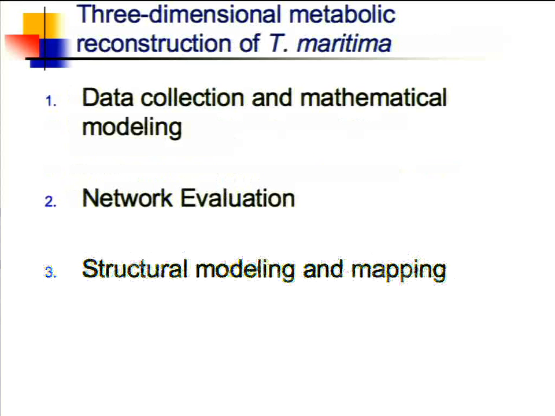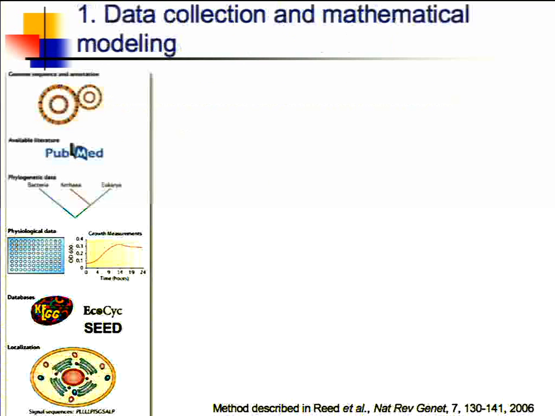The three-dimensional reconstruction of Thermotoga maritima contains 3 steps. The first is data collection and mathematical modeling, the second is network evaluation, and the third is structural modeling and mapping. In the first step, we collect all types of data from various resources, including computational predictions and also literature search. Our other information comes from genome context and functional context analysis, and we combine all this information with the physiological data published to date in the literature.